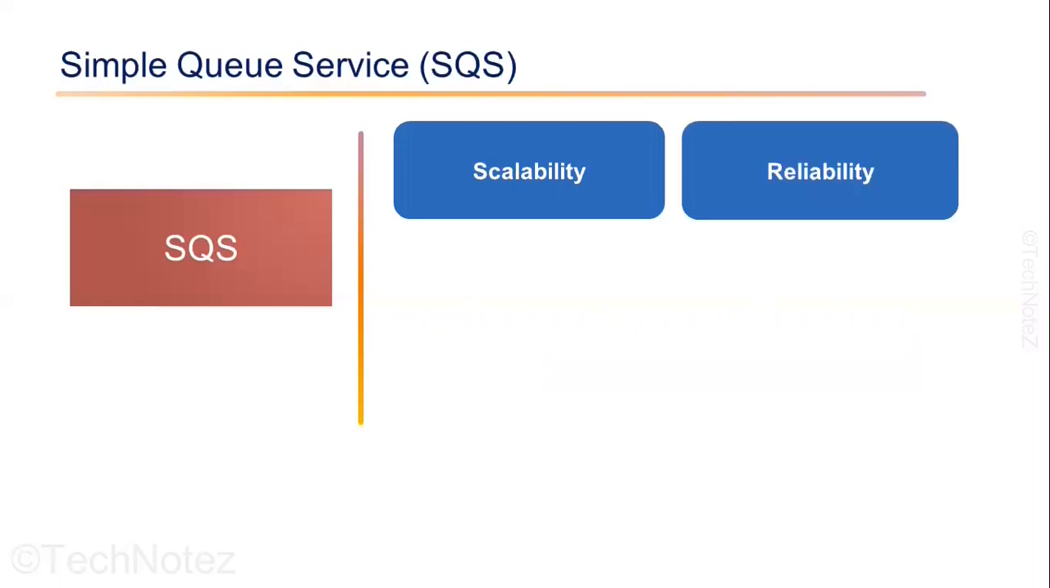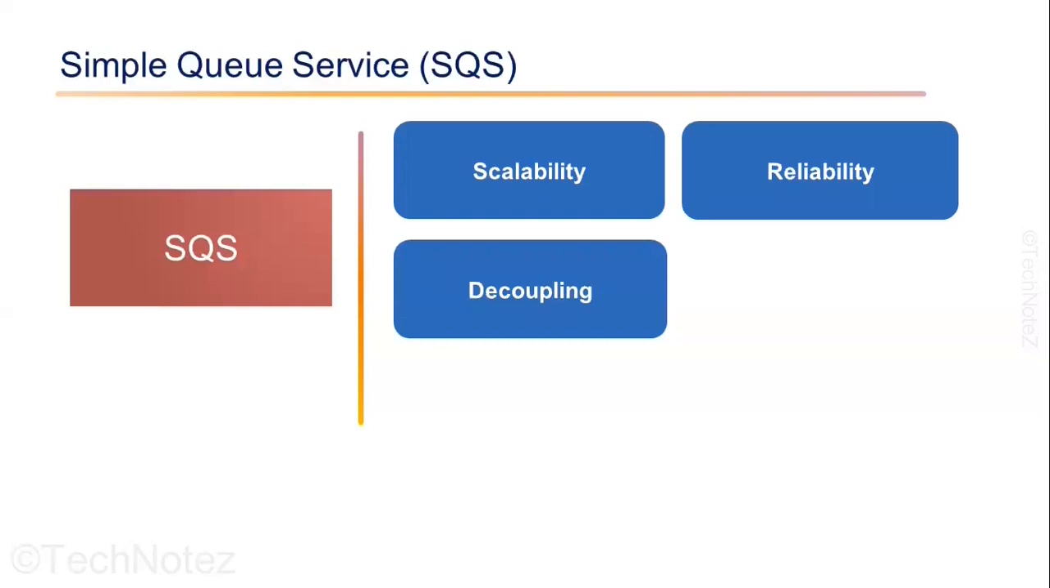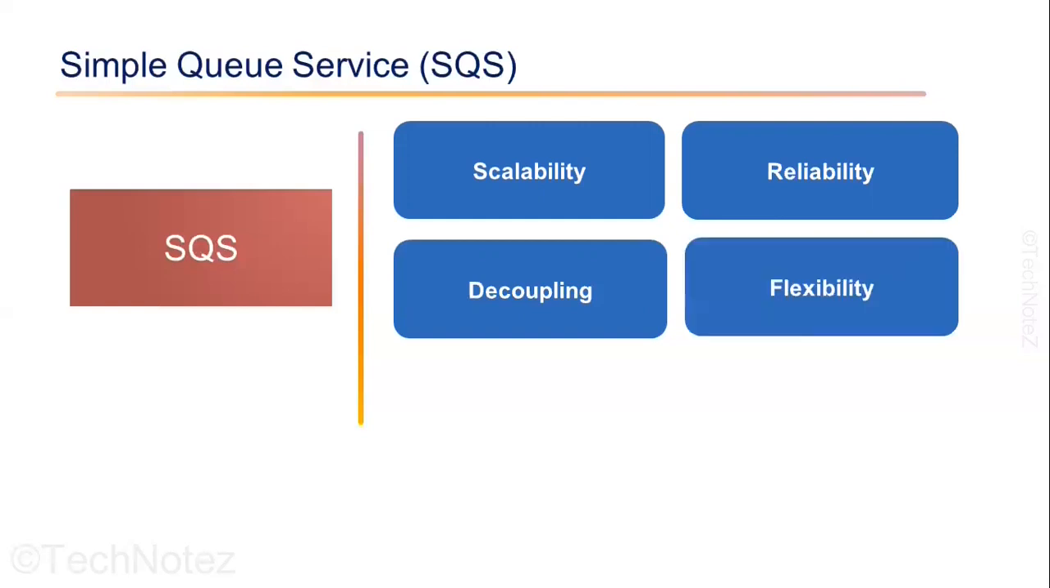Reliability. Amazon SQS is designed to be highly available and fault tolerant. It replicates the messages across multiple availability zones to ensure that your messages are always available when you need them. Amazon SQS enables the decoupling of the components in your distributed application. This allows you to build applications that are more resilient and fault tolerant. Flexibility. Amazon SQS supports multiple message formats, including JSON, XML, and binary data. This allows you to use the messaging service with a wide variety of applications and programming languages.